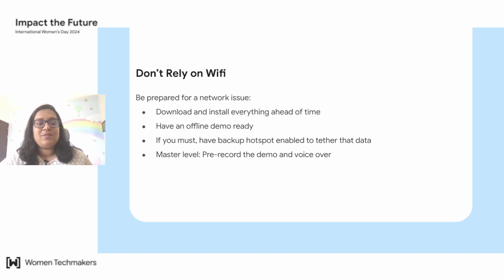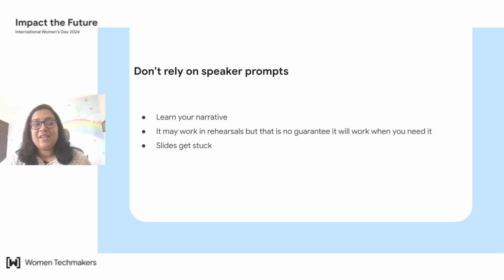Even in case your Wi-Fi doesn't come up, or something else that could happen is you've prepared a list of speaker notes, but your speaker prompt doesn't work, maybe there's no extra screen, or you can only mirror your screen, your extend feature is not working in a particular projector setup. These things happen, right?